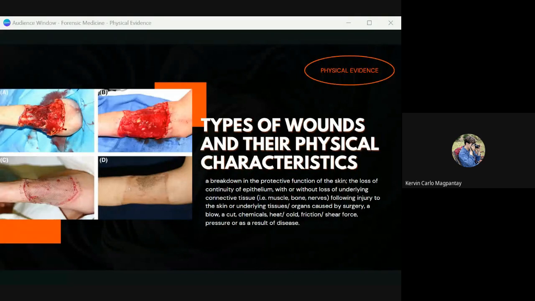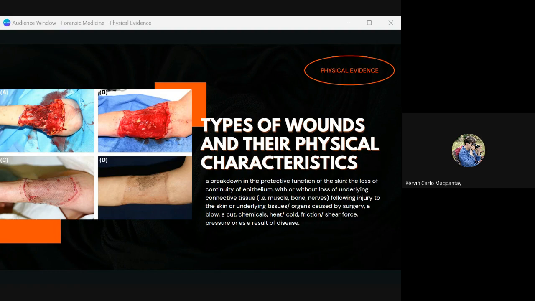Injuries and wounds are both generic terms. As defined, a wound is a breakdown in the protective function of the skin, the loss of continuity of epithelium with or without loss of underlying connective tissues such as the muscle, bone, and nerves, following injury to the skin or underlying tissues, organs caused by surgery, a blow, a cut, chemicals, heat or cold, friction or shear force, pressure, or as a result of disease.